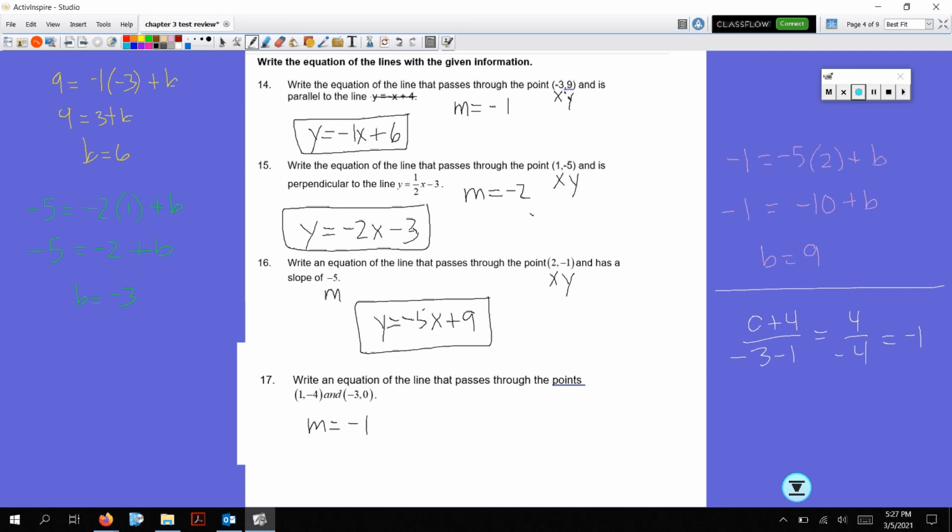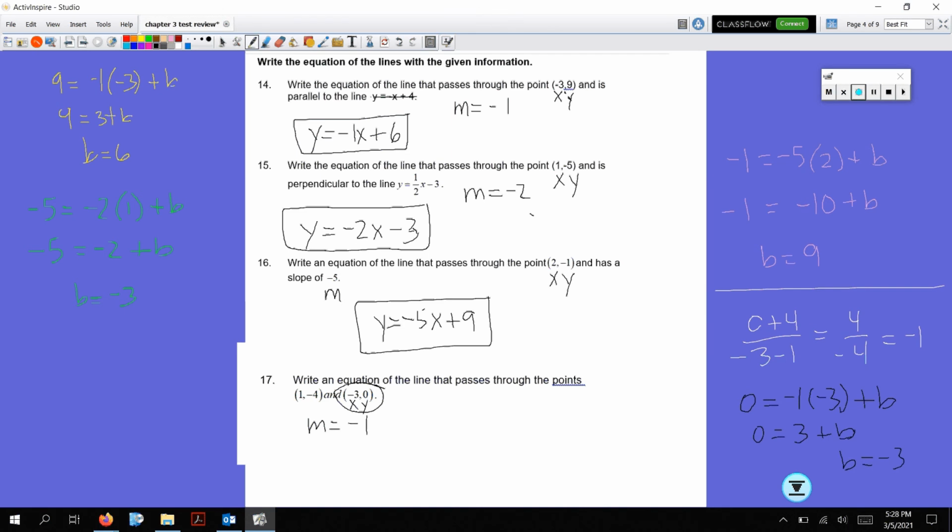I always pick points if they have a 0, that's my jam, because I like working with 0. So I'm going to pick this point. That's going to be my x and my y. And I'm going to plug that in to y equals mx plus b. So y is 0. 0 equals my slope, -1, times my x, -3, plus b. Well, -1 times -3 is +3. 0 equals 3 plus b. Subtract 3 from both sides, and I get b is equal to -3.